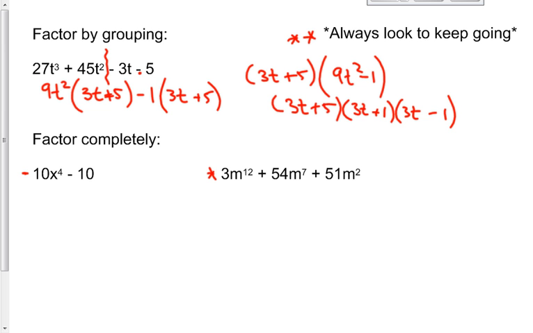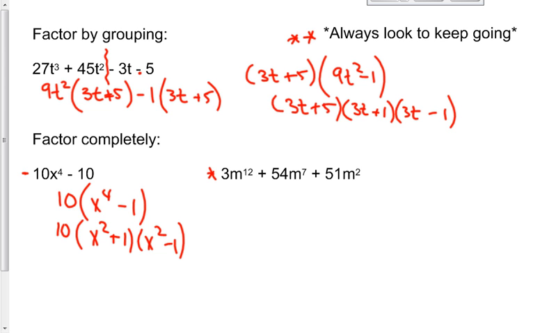10 can come out. X to the 4th minus 1. Now what are you going to do? X to the 4th is a perfect square. Every even power is a perfect square. X squared plus 1, x squared minus 1. Are you done? Hopefully you said no. 10, x squared plus 1, x squared minus 1 is another difference of 2 squares. X plus 1, x minus 1.